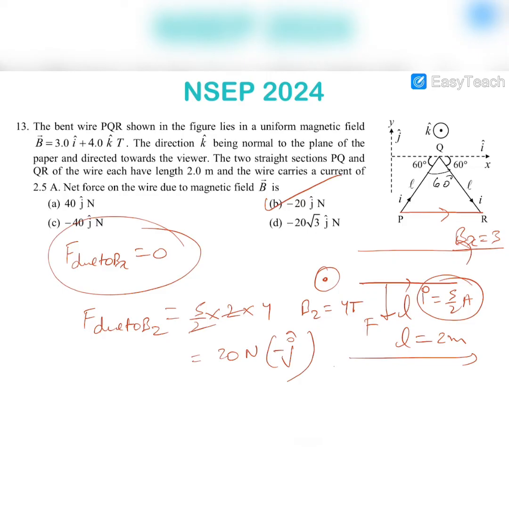And obviously we could do this: we could assume a shortest wire only when the magnetic field is uniform. So this is a uniform magnetic field, but it is a two-dimensional magnetic field. So we can assume this complete V-shaped wire as a single straight wire which is connecting the initial and final points, like that. So now let's move on to the next question.